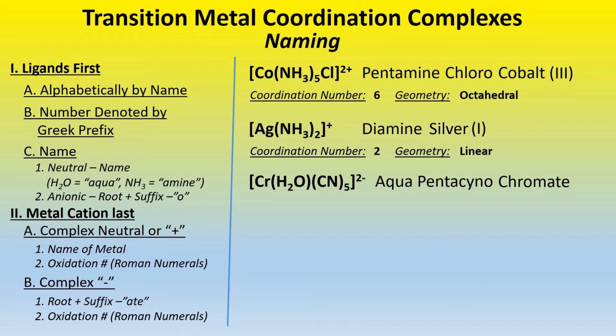Adding up everything on the inside, water is 0. 5 cyanides add up to -5. So chromium -5 gives you a -2. Therefore, for the charge and the full name, I have an aqua pentacyano chromate 3. Five cyanides and a water add up to a coordination number of 6, which gives me an octahedral geometry.